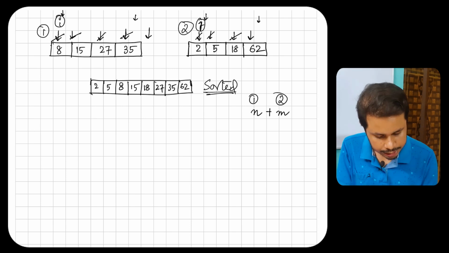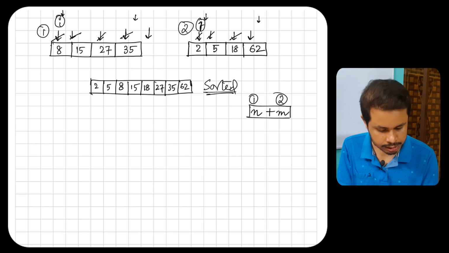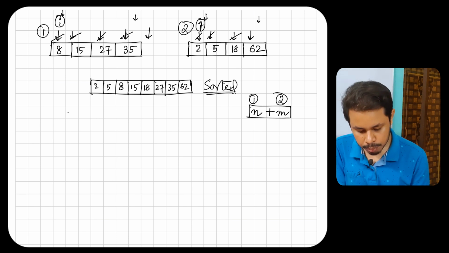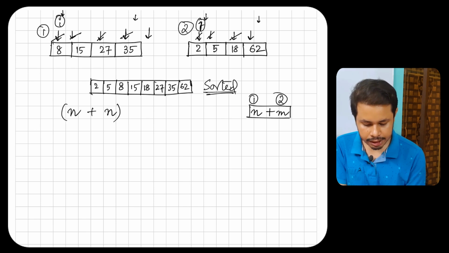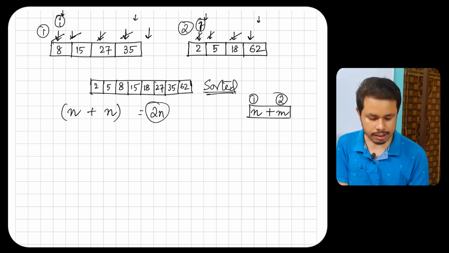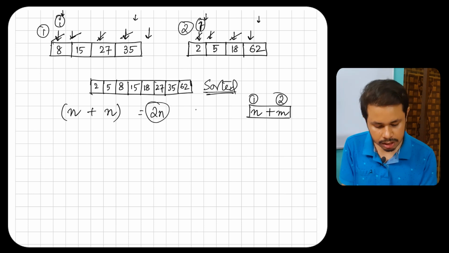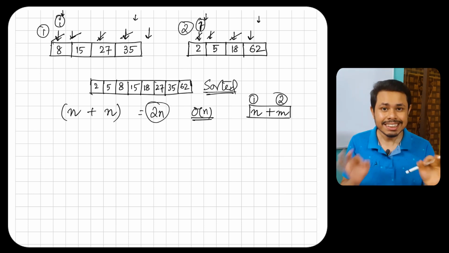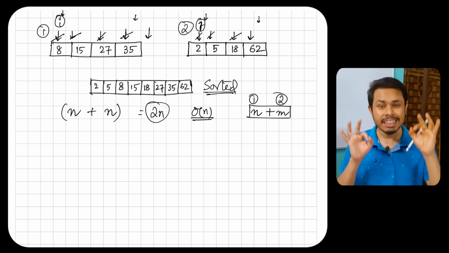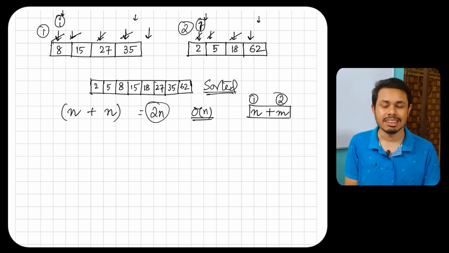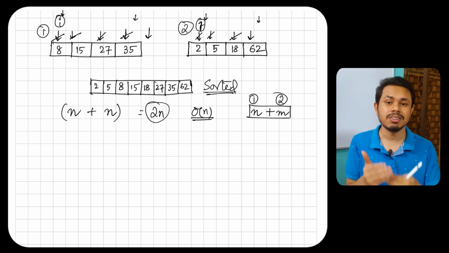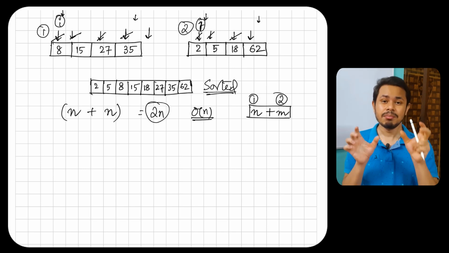So what are the total number of comparisons we are doing? We are doing basically n plus m comparisons. If I simplify it, let's say both the arrays have n elements, so we are basically taking 2n comparisons, right? What will be the asymptotic complexity? Order of n only. So this is the beauty of merge sort, and this is why merge sort actually came into the picture, and this is why we use such steps in the merge procedure. So this is the base case.